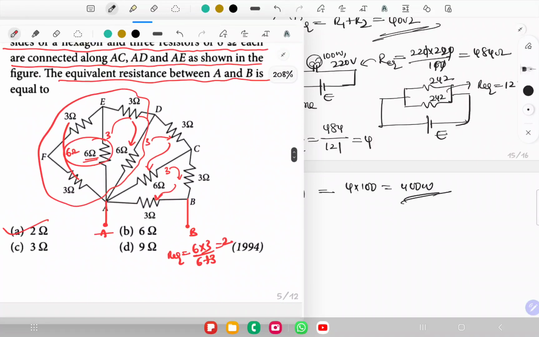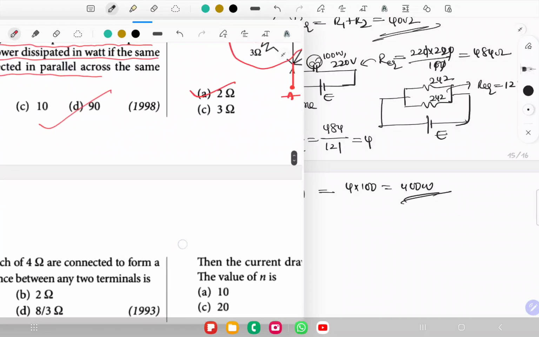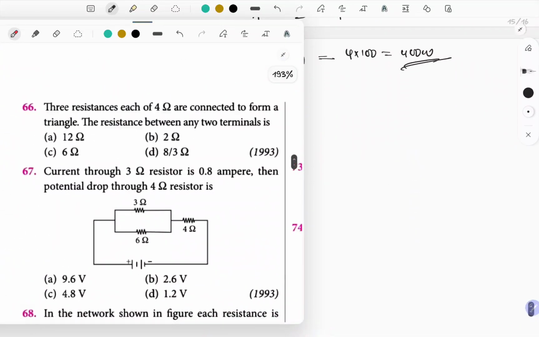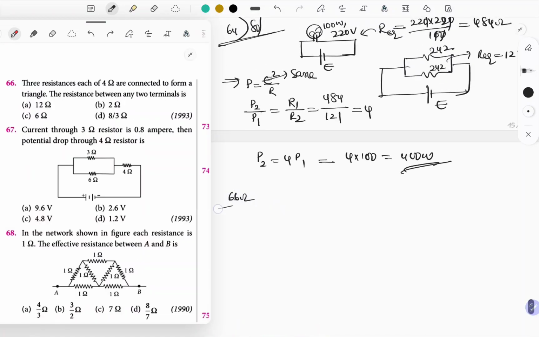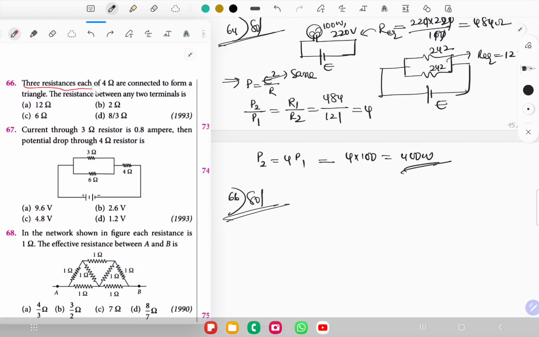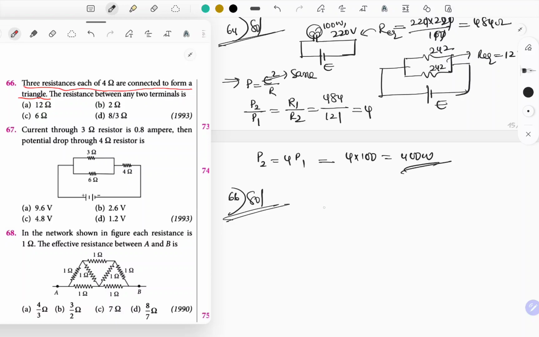I'll just go through this again and again, you will understand this. Got it? Next question number 66. Three resistors, each of resistance 4 ohm, are connected to form a triangle. Okay, so all of them are of the same resistance. They are connected like this, in the form of a triangle.